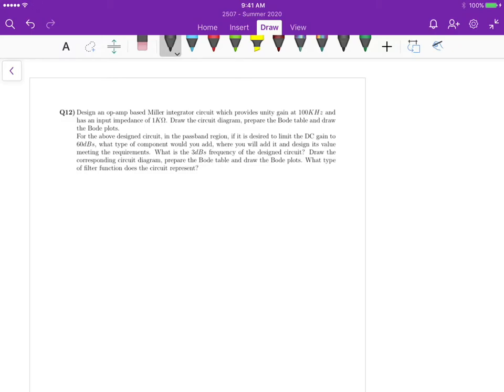Okay, so the Bode table itself, I won't show you here. I'll just draw the Bode plots. You can check the values of the Bode table using the solution manual.